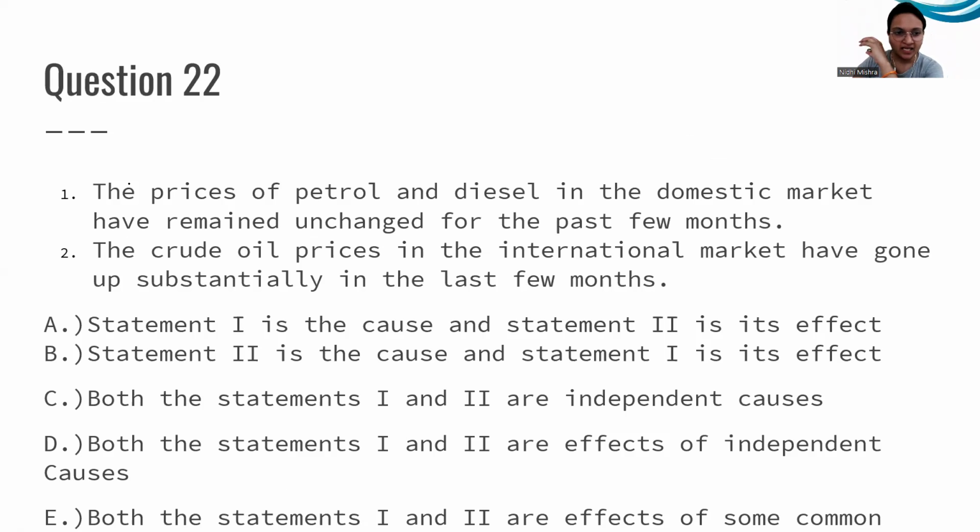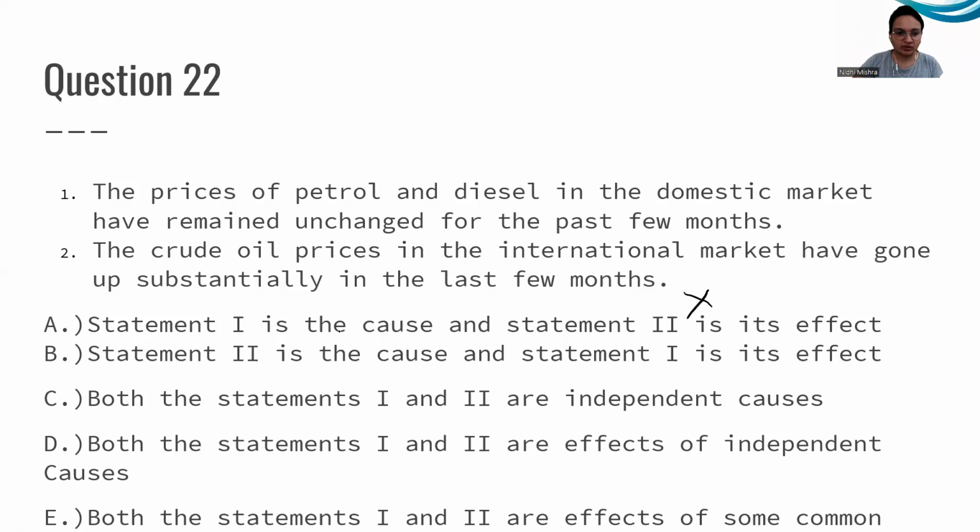Now, let's see. The prices of petrol and diesel in the domestic market have remained unchanged for the past few months. Okay, this is statement 1. The crude oil prices in the international market have gone up substantially in the last few months. So there are two statements. First, it is telling about the petrol and diesel prices in the domestic market. And second is telling about the crude oil prices in the international market. And I don't think there is a relation between these both. Okay, let's try. Statement 1 is the cause and statement 2 is its effect. No.